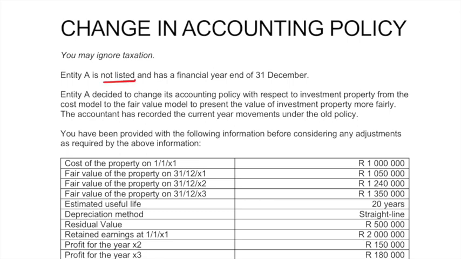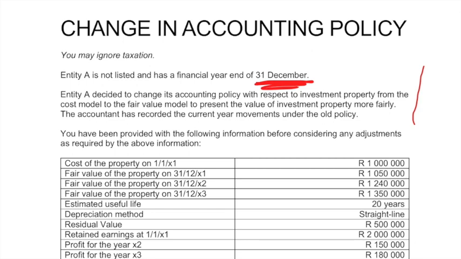Okay, so we're looking at entity A. Entity A is not listed, and the significance of this is that if entity A is not listed, then IAS 33 doesn't apply, and then we don't have to do those additional disclosures around our basic earnings per share and our diluted earnings per share. So we're happy about that. Okay, and there's a financial year end of 31 December.